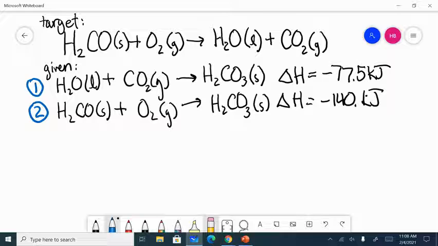So in this particular equation, I'm going to start with the beginning. I will see that in this particular target equation, equation number 2 is where I'm going to start with this compound. I need H2CO in the reactant side with a coefficient of 1. I have H2CO with a coefficient of 1 in equation number 2. So I do not need to do anything to equation number 2. I can use the whole thing as is.